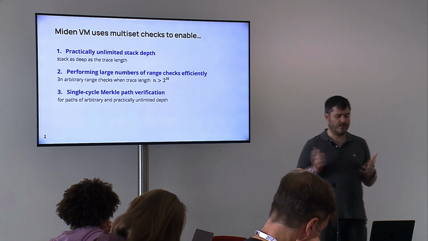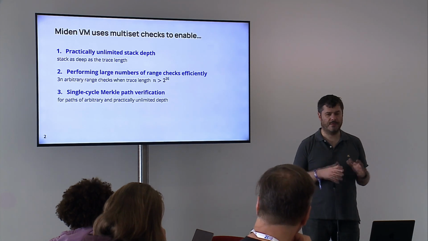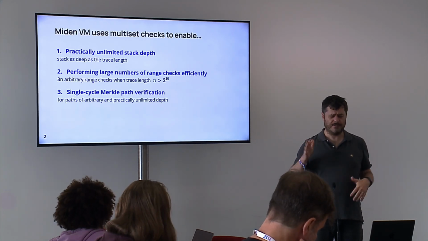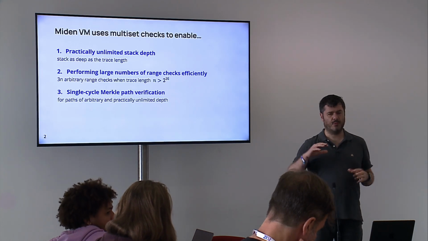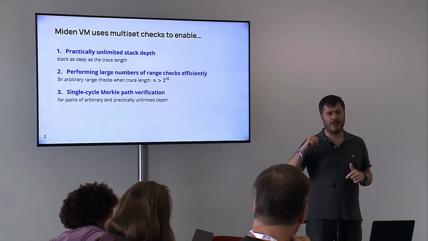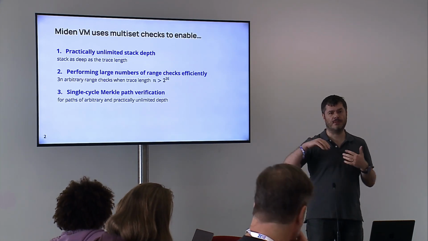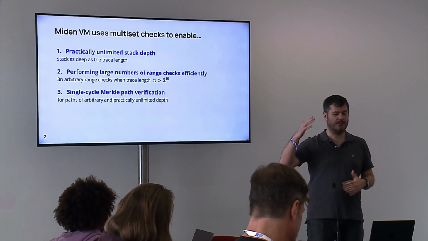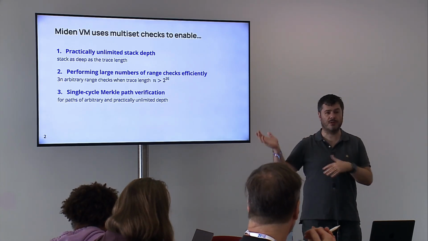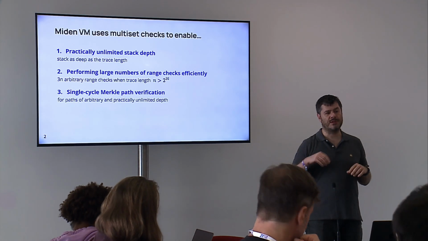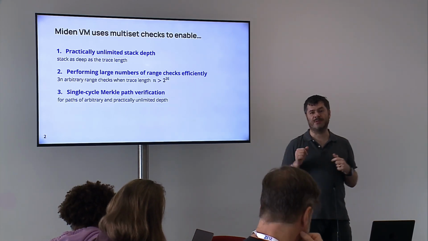So in Miden VM, we use multi-set checks for a few things. There are a few things listed here. We use it for more than that, but we have a stack-based machine. Miden VM is a stack machine, so you want to have a stack where you can put a lot of elements on it, so practically unlimited depth. This is what we use multi-set checks for. We can emulate it using a lookup table.